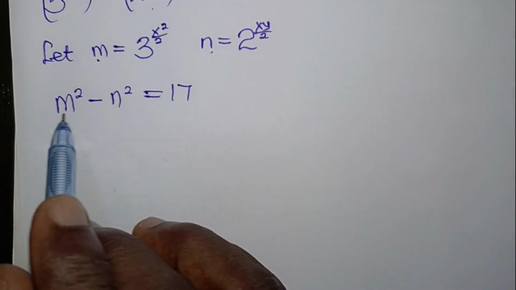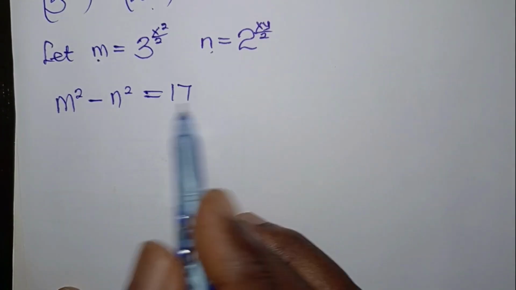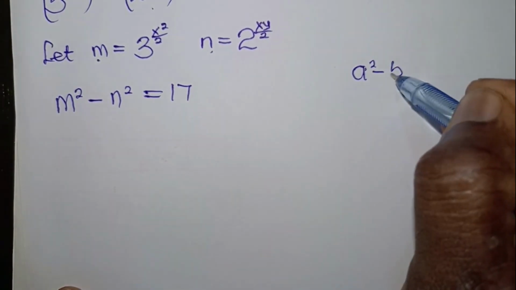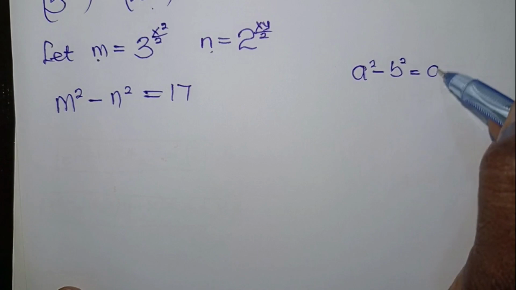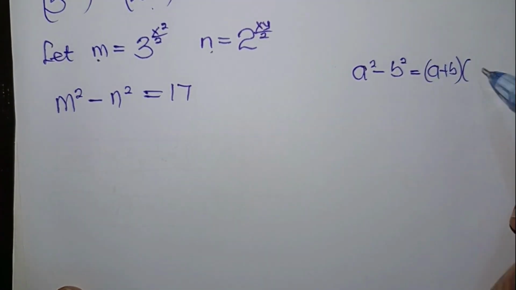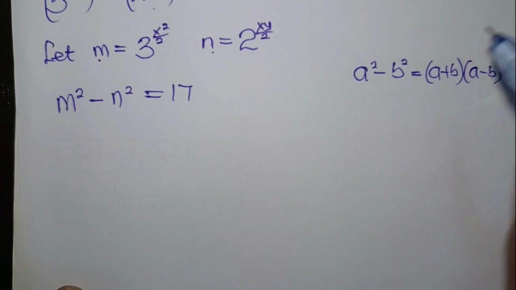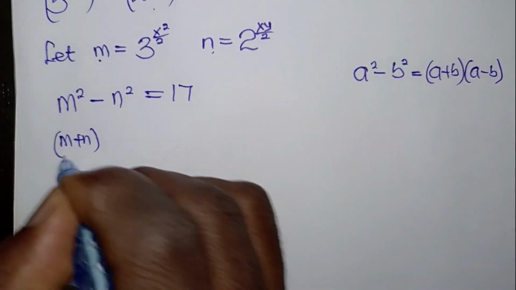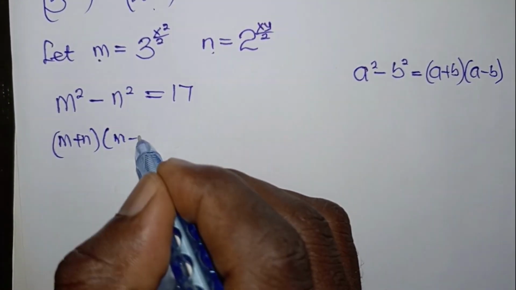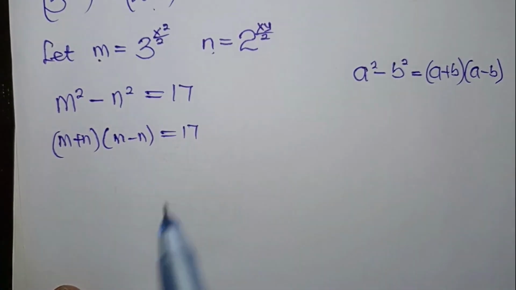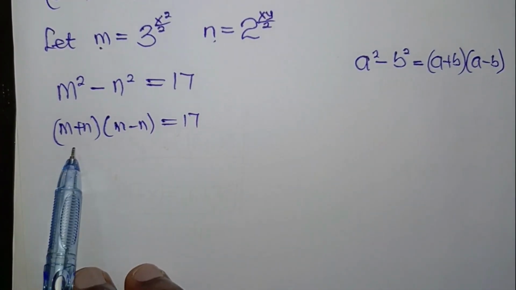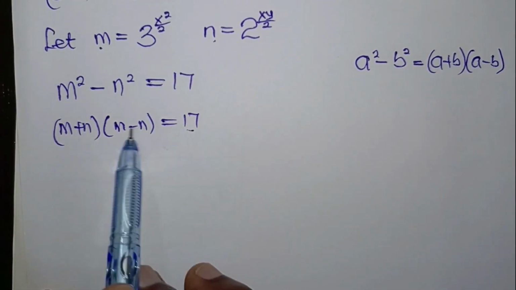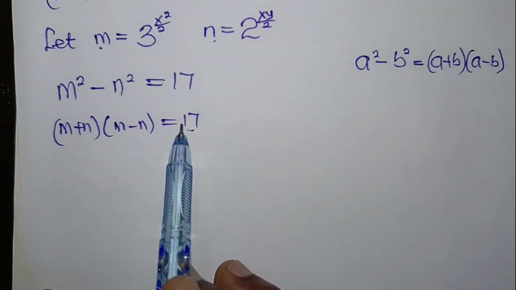Right. So we can see that we have a clear difference of two squares here, and the rule for the difference of two squares is here. If you have a squared minus b squared, it equals a plus b multiplied by a minus b. So we can write this as m plus n multiplied by m minus n, and that equals 17. Right. So what we need to do is find the factors of 17.